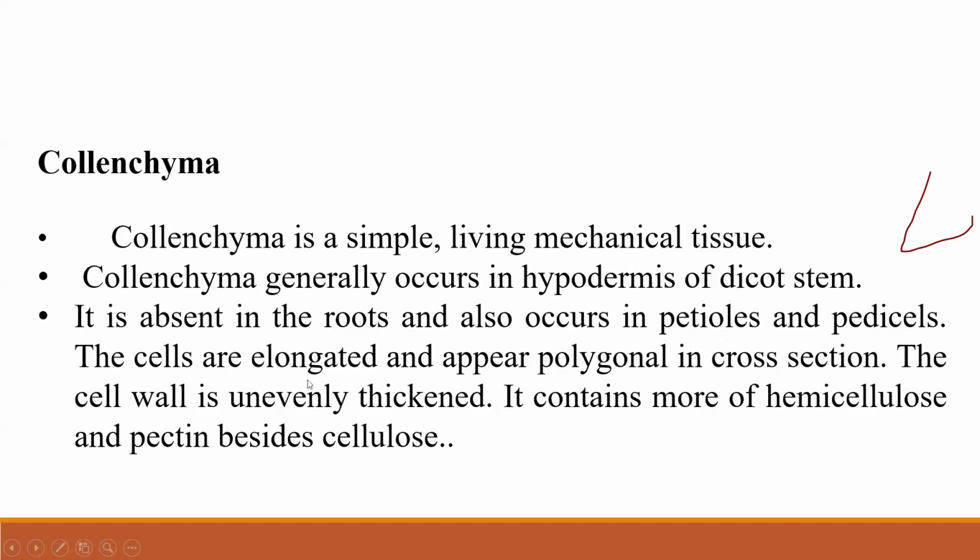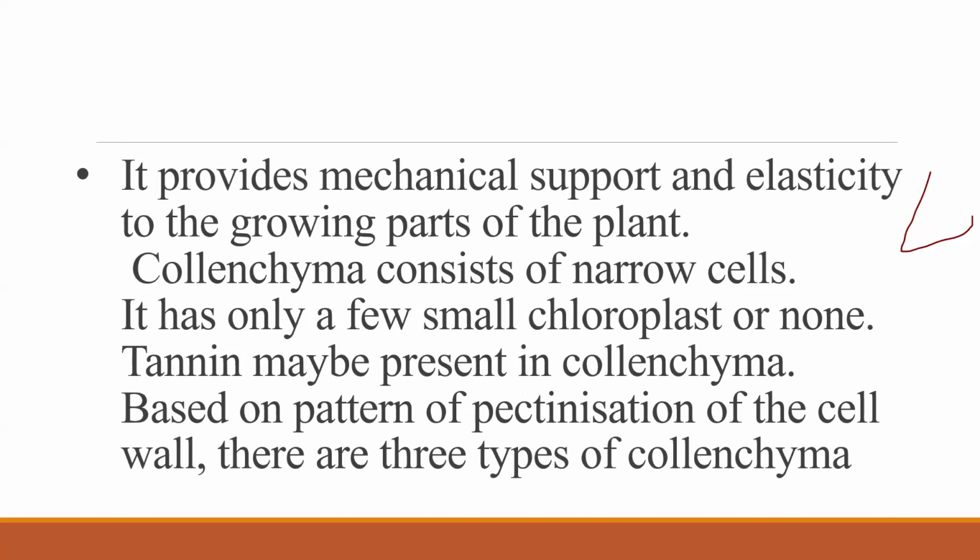The cells are elongated and appear polygonal in cross section, and the cell wall is unevenly thickened. So the important character in this collenchyma is that the thickenings are uneven, and it contains more hemicellulose and pectin besides cellulose. Generally in parenchyma the cell wall is made up of cellulose, but here in collenchyma the cell wall is made up of hemicellulose and pectin along with the cellulose. Uneven thickenings are seen in the collenchyma, which is absent in the roots and is seen in the hypodermis of the dicot stem.